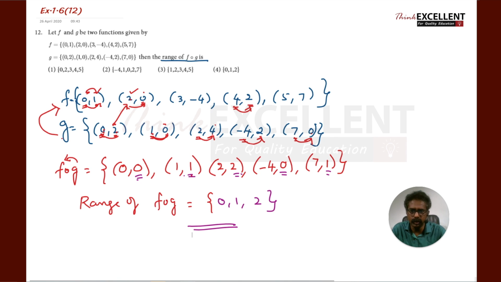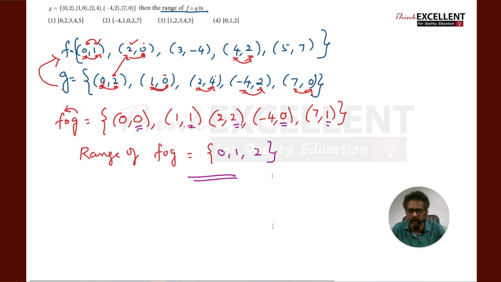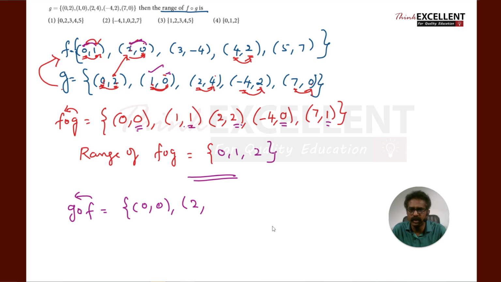But just to explain, let's also see how to find G composition F, which you can try. G composition F means you have to start from F. In F, what's the first element? 0. 0 is related to 1, and that 1 you see here is related to 0. So the first answer is 0. For the second one, the first element is 2. 2 is related to 0, and that 0 is related to 2.